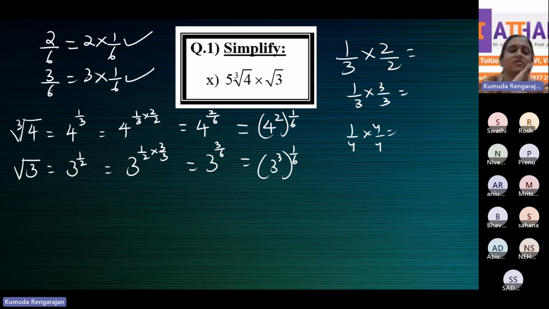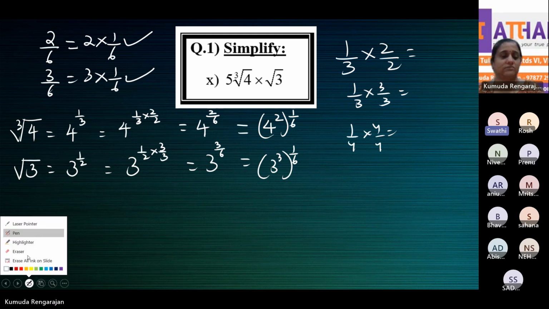Yes, ma'am. And 3 by 6 is... 3 into 1 by 6. So that's what I've written here. See here, when you write the powers like this, you have to multiply, no? 4 square, the whole raised to 1 by 6. 2 into 1 by 6, 3 into 1 by 6. Can you see that? Yes, ma'am.